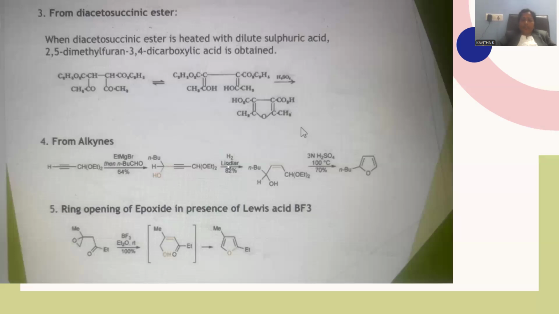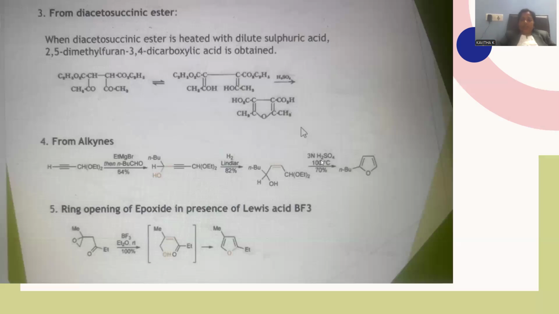Now let me apply Lindlar's catalyst. Lindlar's catalyst is more specific for what? Lindlar catalyst is more specific for the reduction of a triple bond into a double bond, specific to the geometrical isomerism. Lindlar always gives rise to cis isomer formation. Here the alkene generated is cis in nature.